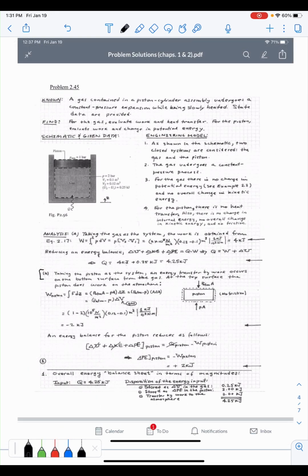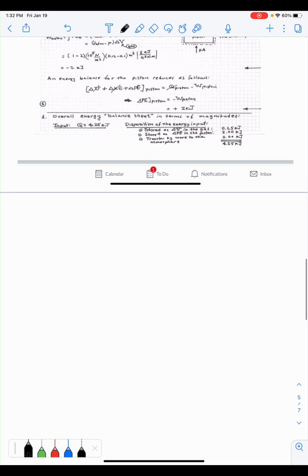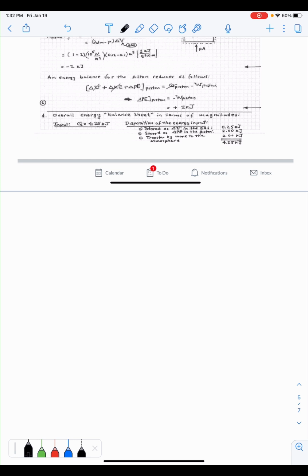Okay, for the next part, we'll be looking at this homework problem, and particularly looking at part B, in which we evaluate this piston cylinder assembly from the perspective of the piston. What we're looking to find is the change in the work of the piston, as well as any change in potential energy. So let's start with the work first.